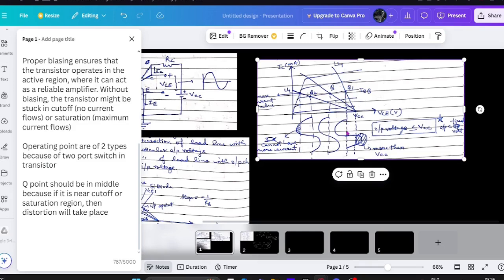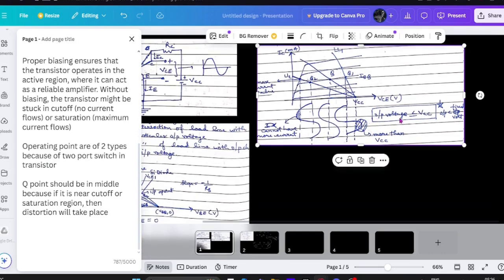Now Q1, on the other hand, the AC plot for it is shown in a way where it has more voltage than VCC, which again is a problem for the circuit because it would destroy it, since output voltage is less than or equal to VCC.